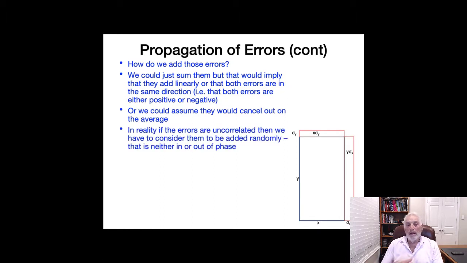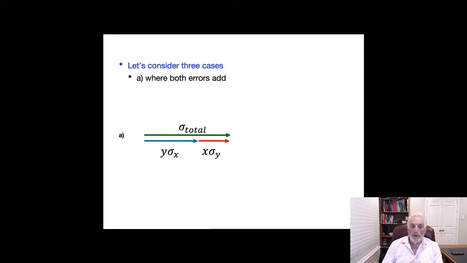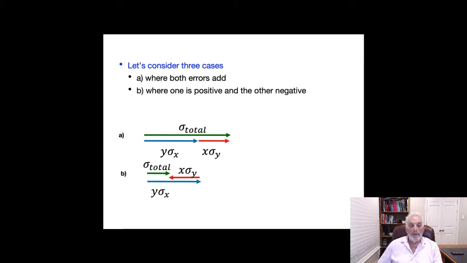But in reality, if the errors are uncorrelated, then we have to assume that they neither add in phase, which would be positively, or out of phase, negatively. So let's consider this case a little more closely. Let's look at three cases. One where the errors would just add linearly. What we know there is that this is too big. It's unlikely they both maximally add or maximally subtract, so this would be an overestimate of our uncertainty in the area. If, on the other hand, we subtracted them, it's unlikely that if one is positive, the other is exactly fully negative. So this would be a minimal case.